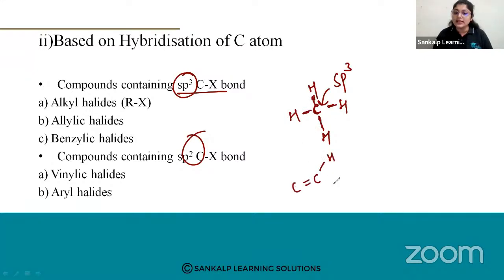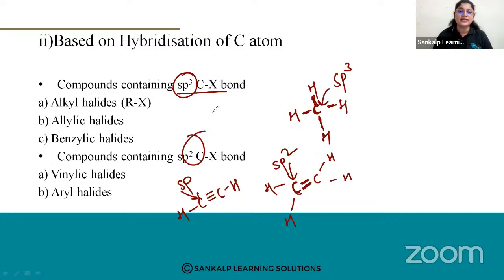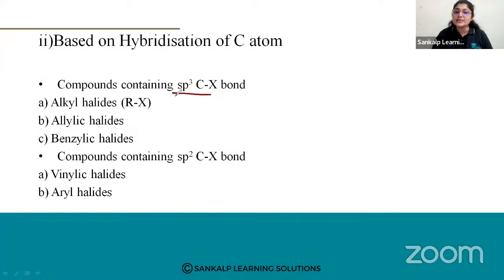Suppose I take an alkene here. If I want to know the hybridization of this particular carbon, this carbon is bonded by a double bond, so this is sp2 hybridized. Now, when it is having a triple bond, this is ethyne, so the hybridization of this carbon is sp hybridized. So whenever there is a single bond, it is sp3. Whenever there is a double bond, it is sp2. Whenever it is a triple bond, it is sp hybridized carbon. So this is the hybridization. First we'll see the sp3 C-X bond.